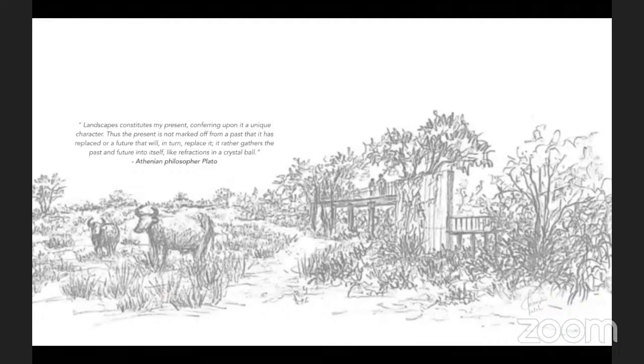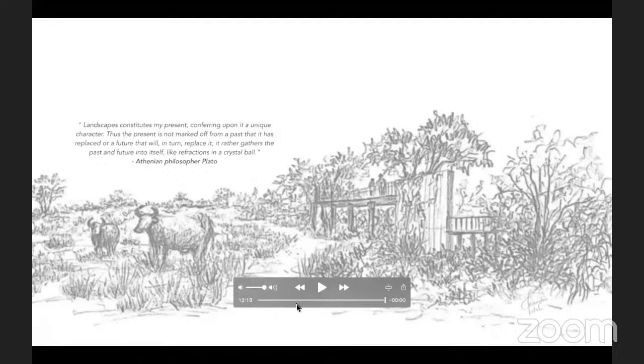The Athenian philosopher Plato rightly stated that landscapes constitute my present, conferring upon it a unique character. Thus, the present is not marked off from a past that it has replaced or a future that will in turn replace it. It rather gathers the past and future into itself like refractions in a crystal ball.